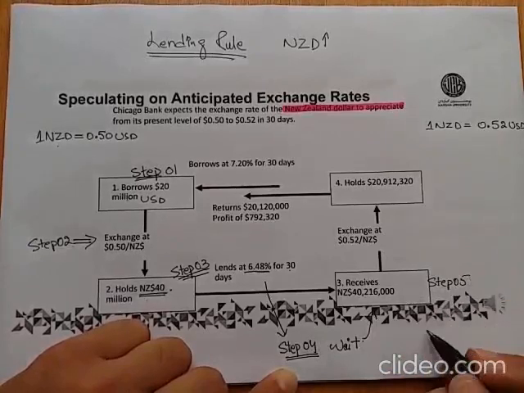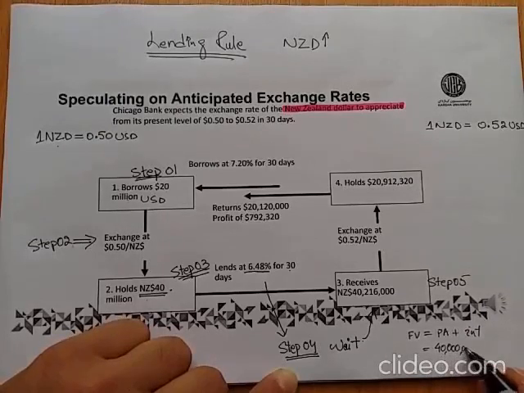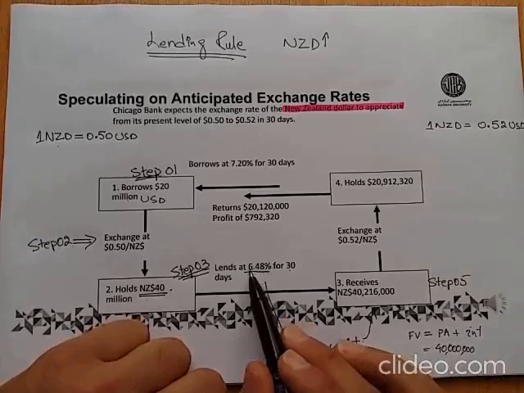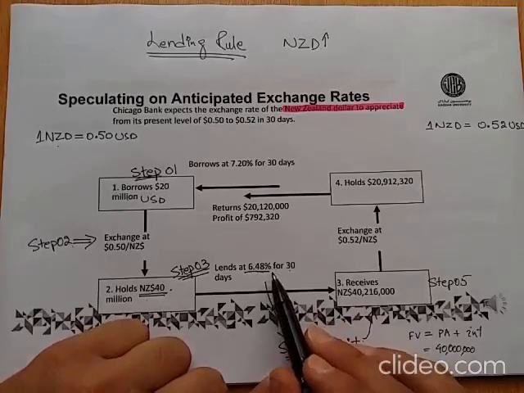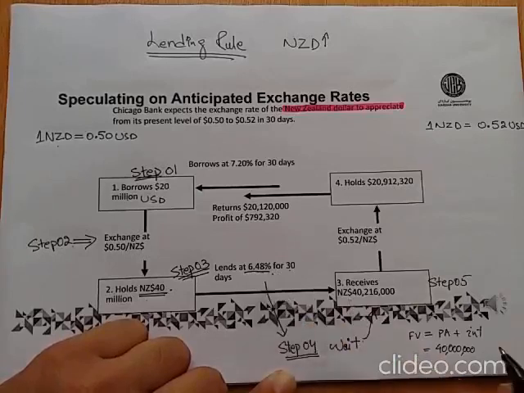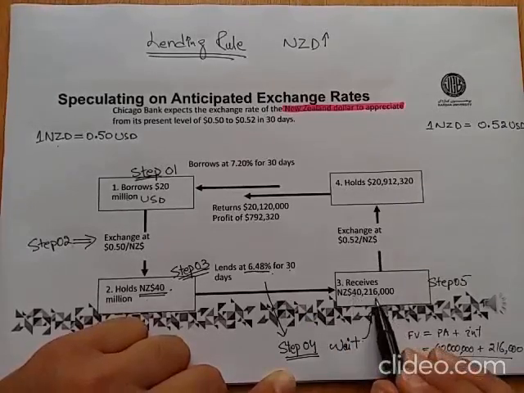Then once I wait, in step number 5, I will take back my money from the New Zealand bank. The future value would be equal to the principal amount plus the interest that I have earned. The principal amount was 40 million New Zealand dollars, and the extra money, based on 6.48% for 30 days, you know how to calculate because of our previous videos. We will get 216,000 New Zealand dollars extra. The total that we get is this much, which is step number 5.